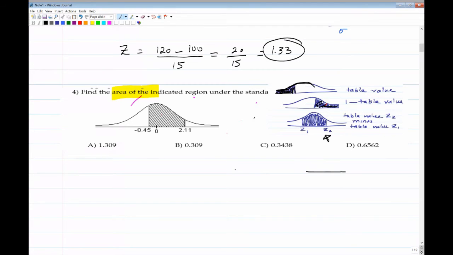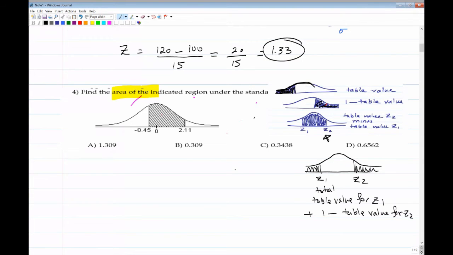There is another graph also. What happens if we have one on this side? Let's call it z1. And then you have another one on this side, which is called z2. To find the area right here, that will be the total area, which is the table value for z1 plus 1 minus the table value for z2.